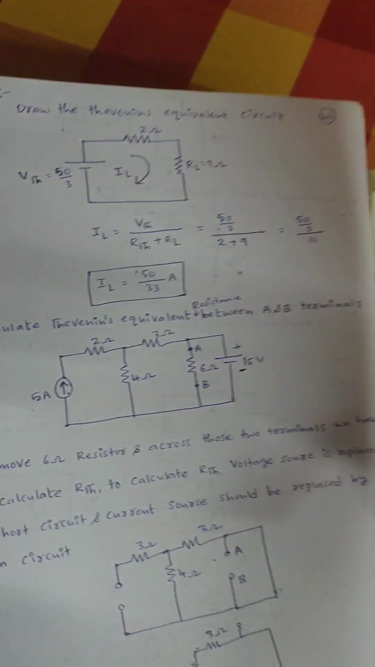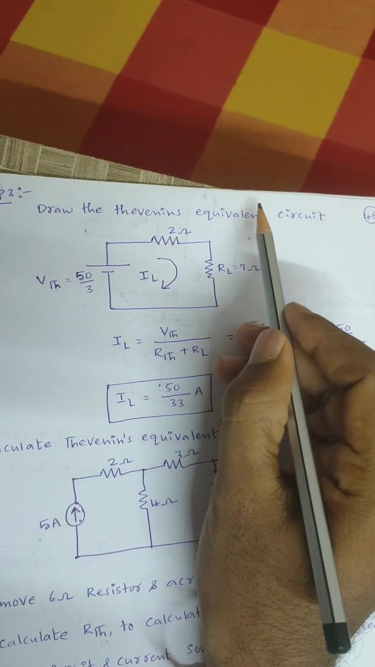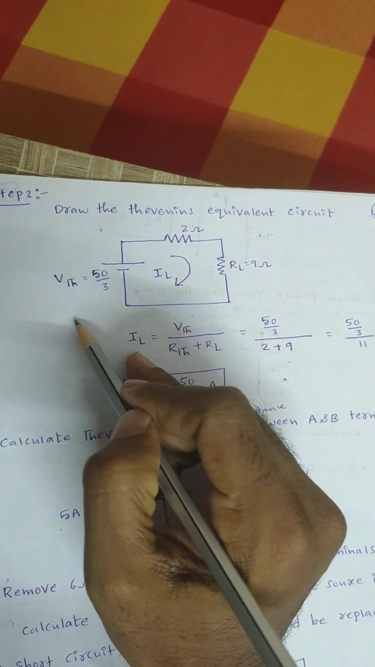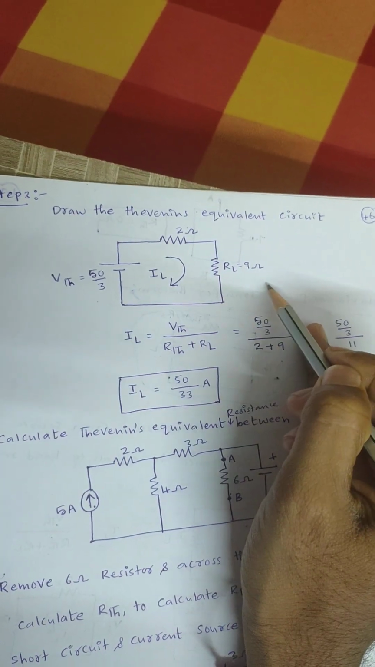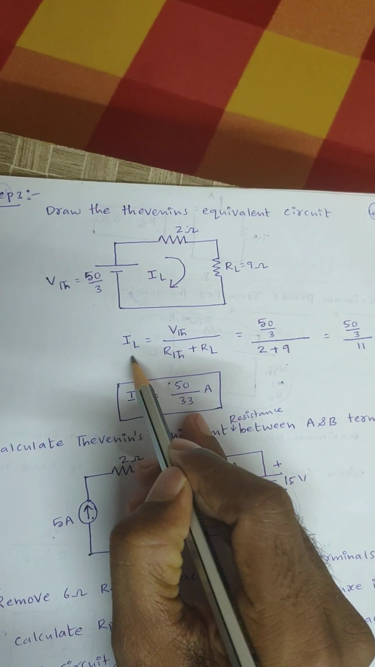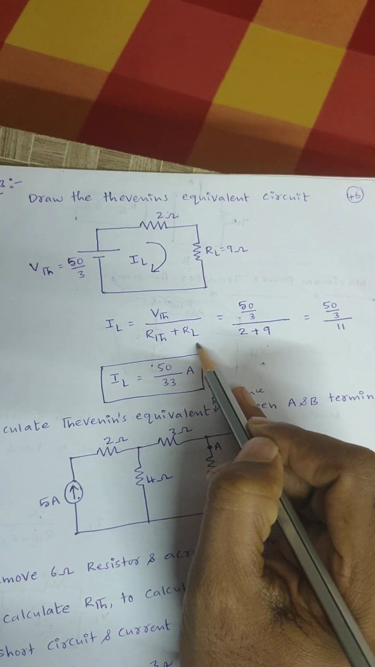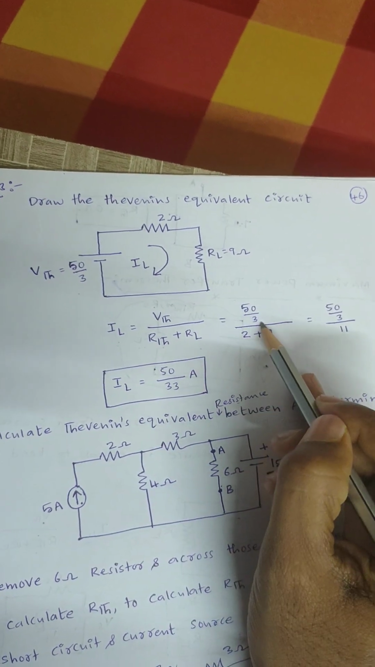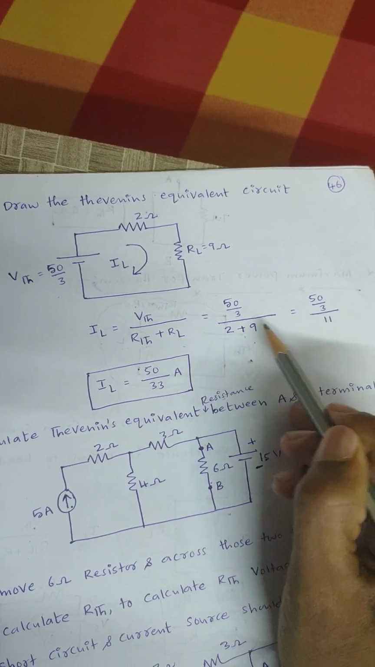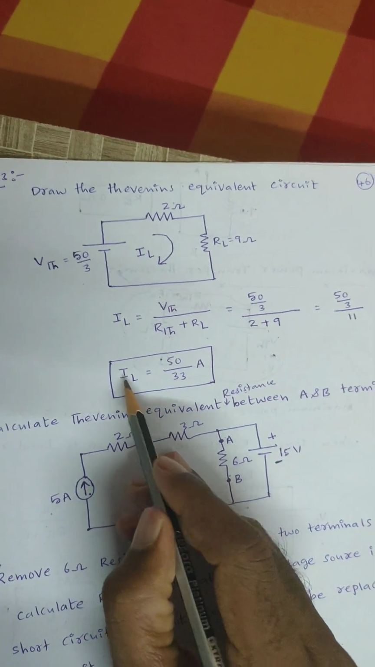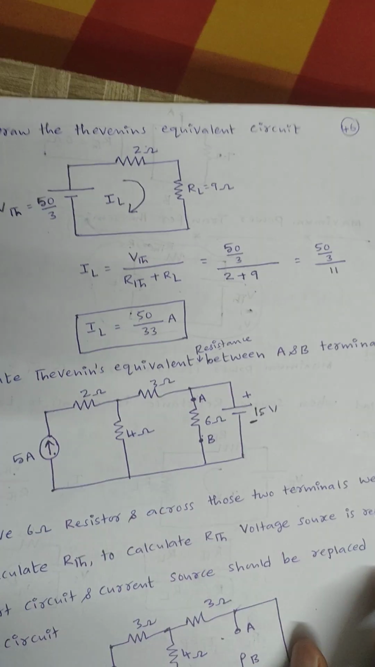Clear, right? Next, step 3, draw the Thevenin's equivalent circuit, that is VTH from step 1, RTH from step 2, and the removed load resistance from step 1. Then the load current IL is equal to VTH by RTH plus RL, right? That is equal to 50 by 3 divided by the RTH value of 2 plus the RL value of 9. Then the IL value will be 50 by 33 amperes.